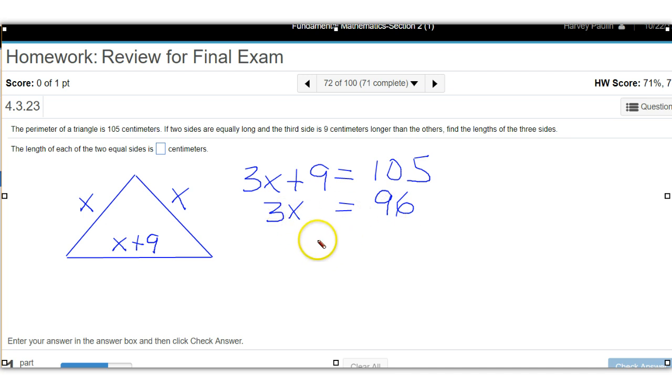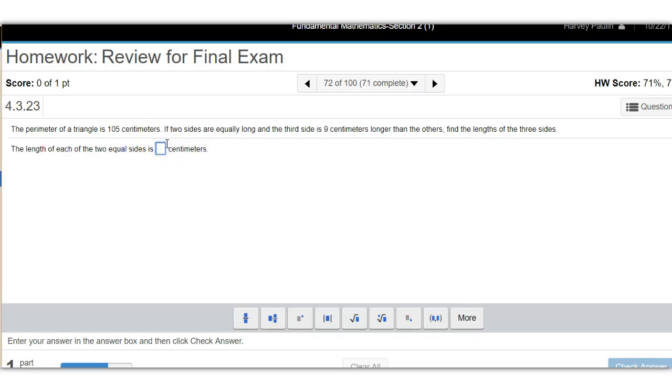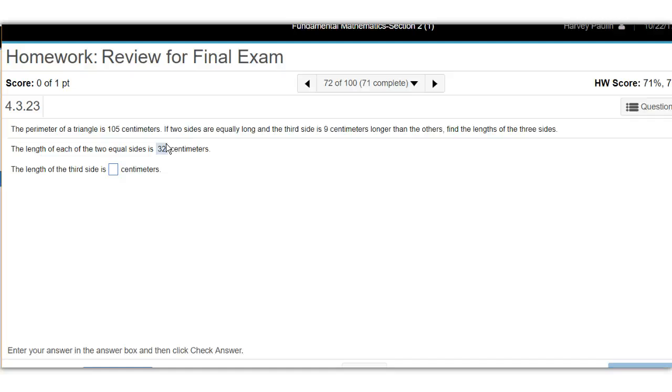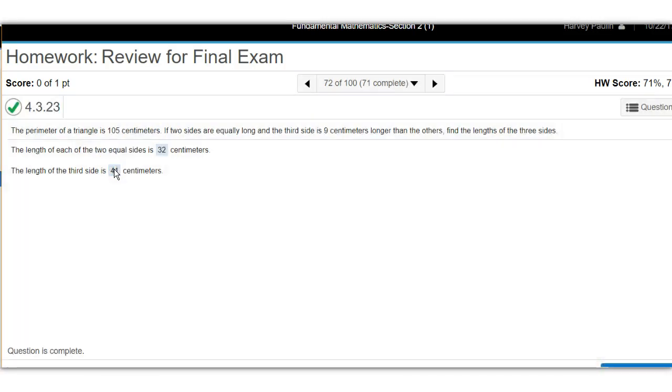Divide both sides by 3, we get x equals 32. So I think this would be 32, 32, and then add 9 to it would be 41. And if these all add up to 105, we are in business. So that looks good. Let's put our answers in here. They want us to do the equal sides, or 32. And the long side is 41. Put a 41 in there. Okay.